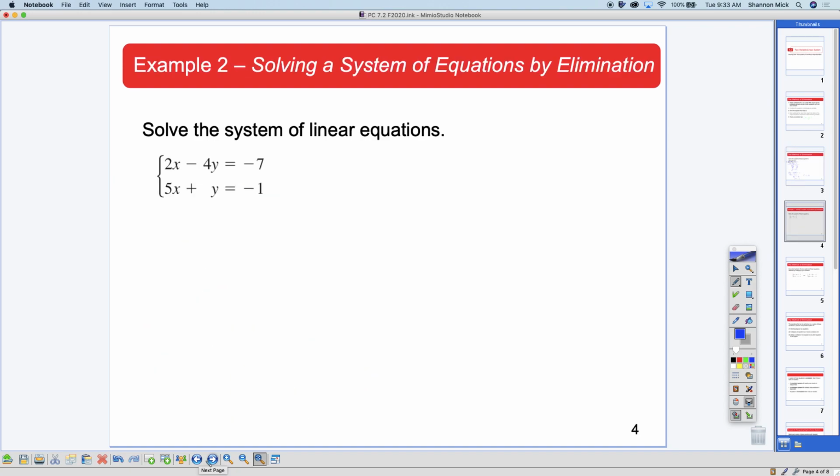Okay. Solve the system of linear equations. I have 2x minus 4y equals negative 7, and 5x plus y equals negative 1. This one is easier than, oh no, I don't think it's easier, but it's not hard. You could make it hard, I'll tell you that. I'll probably find a way. There's usually an easier way, but sometimes they're just hard.